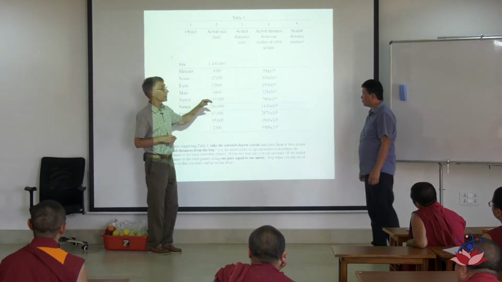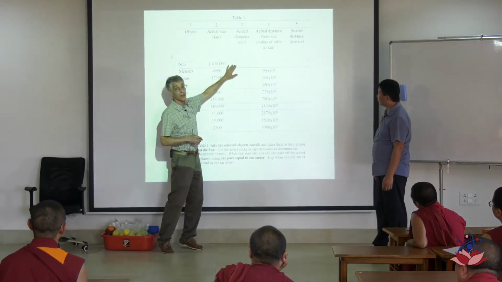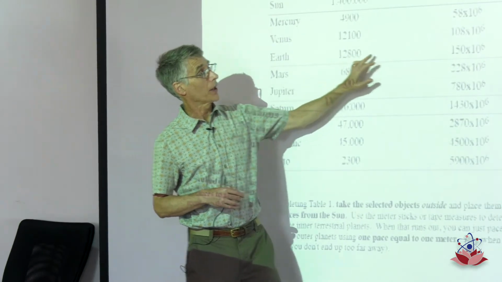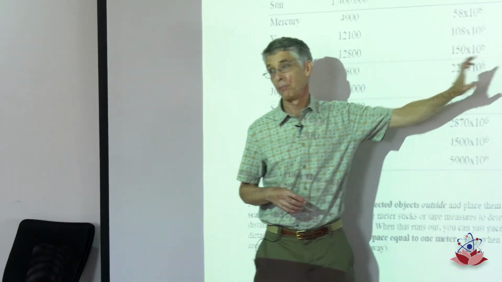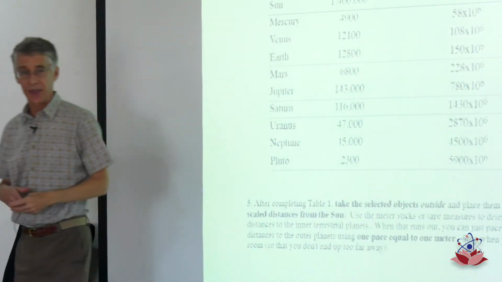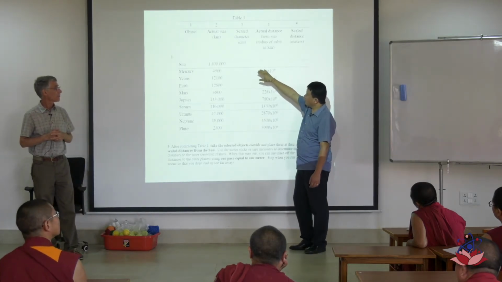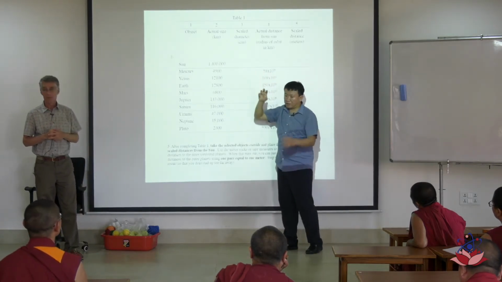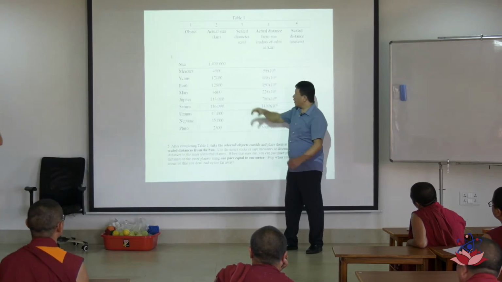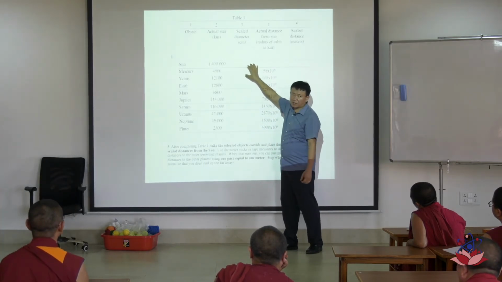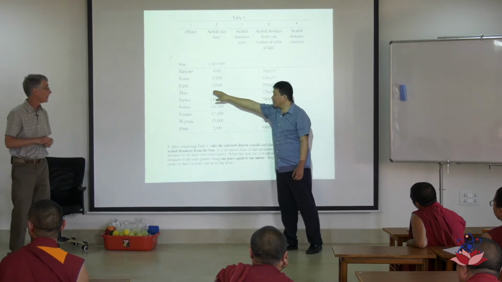So I would suggest choose a size for the sun and work out these numbers for the earth and then proceed.